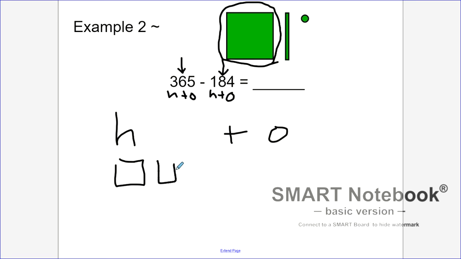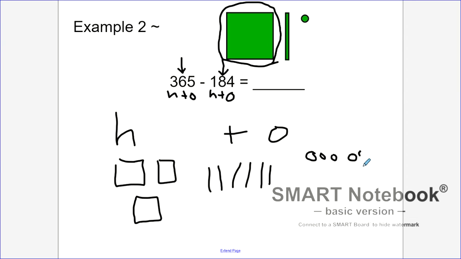100, 200, 300, 10, 20, 30, 40, 50, 60, 61, 62, 63, 64, and 65. 300 minus 100 is 200.